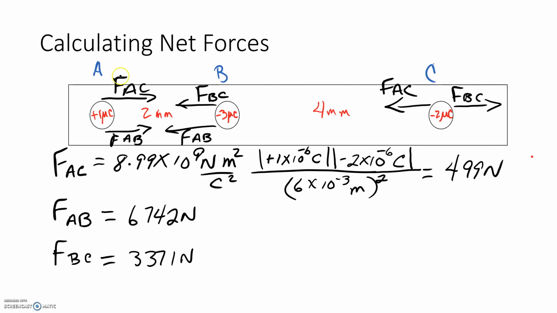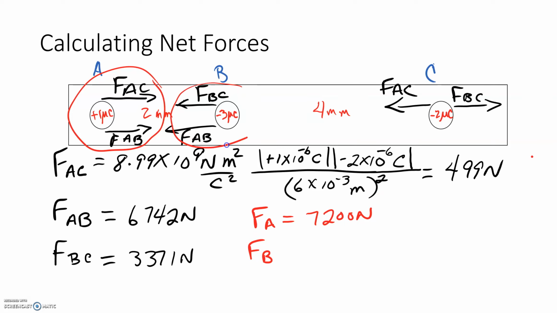So for A here, those get added together and they're both positive. And the total force on A, with both of those numbers being positive, rounded off to 2 sig figs, is 7,200 newtons.